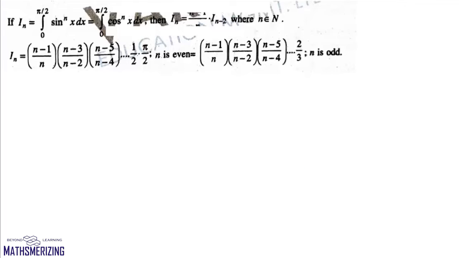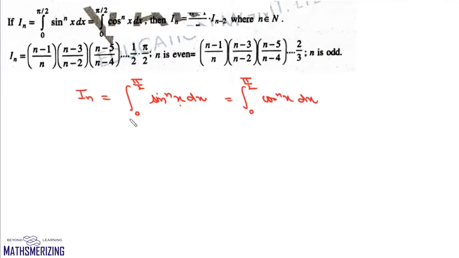We have this very important reduction formula in definite integrals which we generally use while solving problems, and that is this I_n, which is this integral from 0 to pi by 2 sine to the power n x dx. And we know that the integral from 0 to a of f(x) dx is the integral from 0 to a of f(a minus x) dx. So if we replace x with pi by 2 minus x, we can also write this as the integral from 0 to pi by 2 cos to the power n x dx.